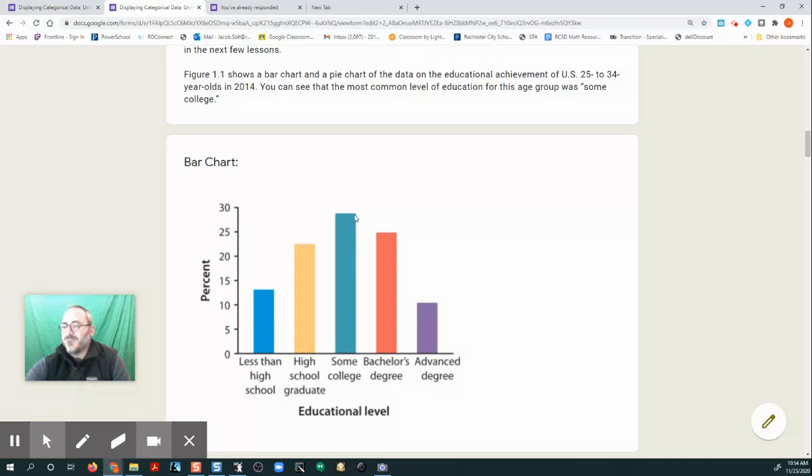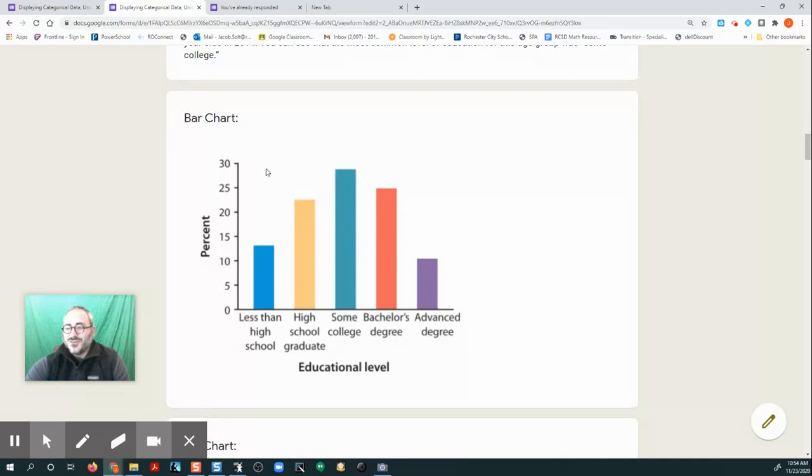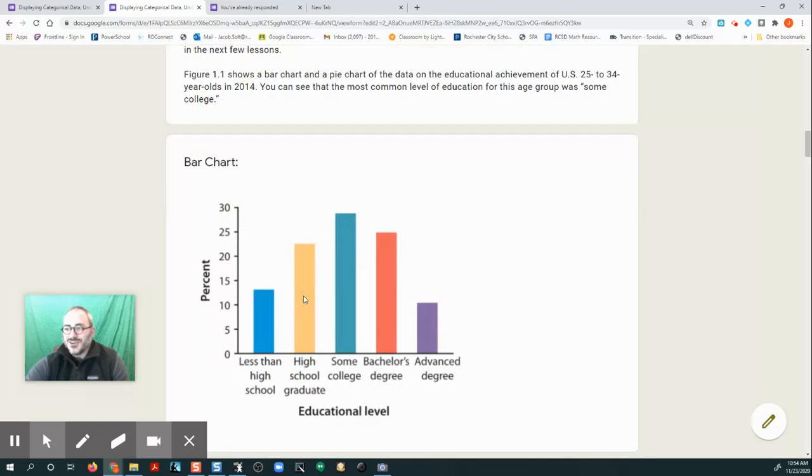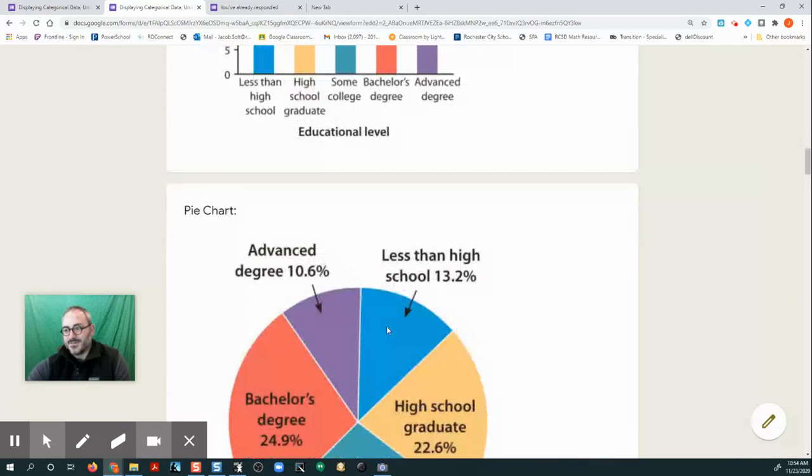Okay, here's the bar chart. We took this data from the table and turned it into a bar chart, and see how much easier it is to see what's going on when we have it in a graph. I can see that less than high school is between 10 and 15. High school graduates is between 20 and 25%. About between 25 and 30% had some college. I can see the patterns so much nicer when it's in a graph.